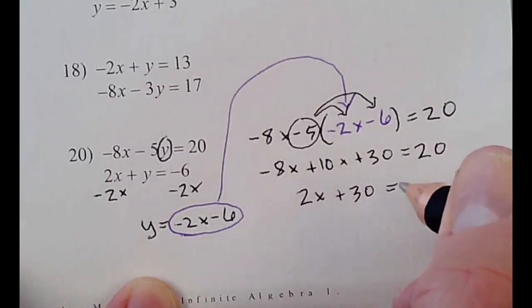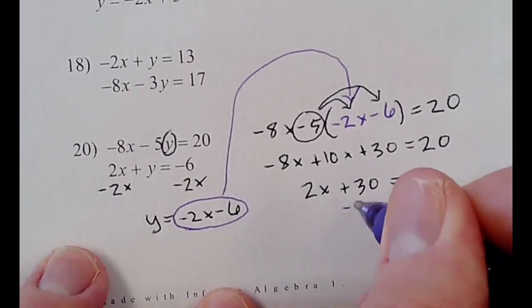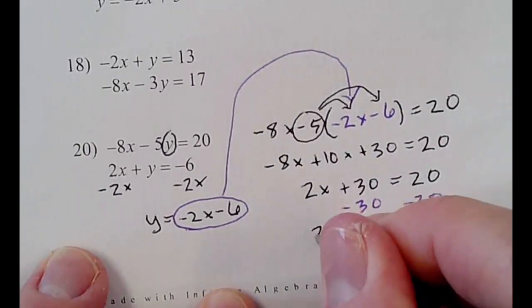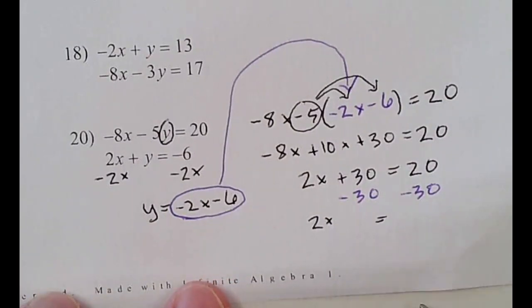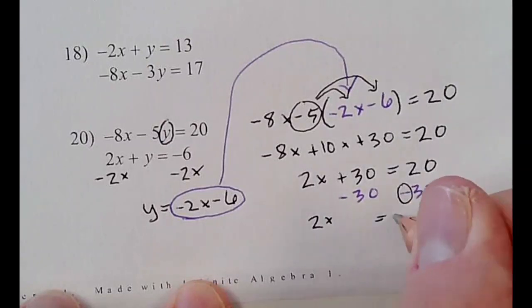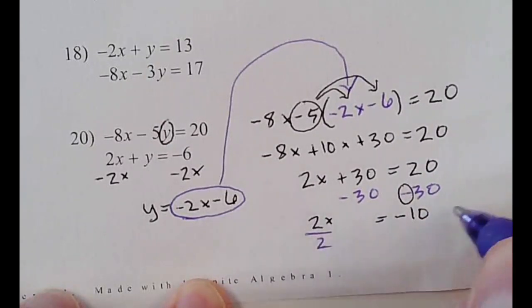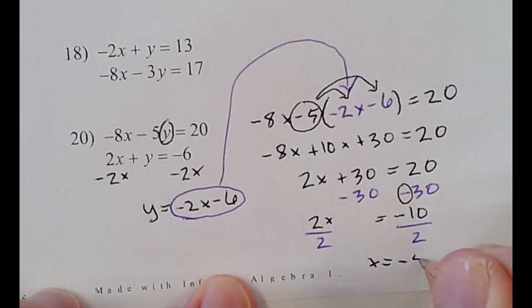And I encourage you to pause this and try and finish it on your own if you're watching this video. Minus 30 on both sides. And then 2x equals, so 20 minus 30, that's going to be a negative 10. And then finally solving for x, we divide both sides by 2, and then x equals negative 5.